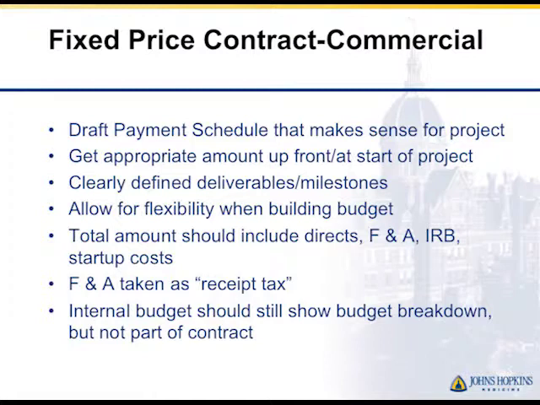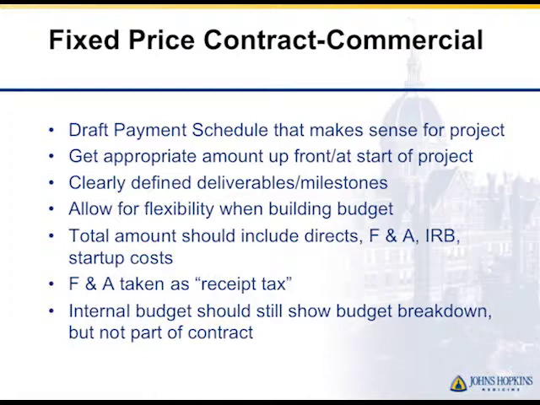So the total amount of the fixed price contract should include direct costs, F&A, IRB costs, startup costs. So the total amount of the fixed price should be inclusive of everything. The F&A would be taken as receipt tax, which is when F&A is taken off that account when those payments come in. It's taken on money that comes in the door. So we would take in direct cost on the payments as they come in the door, they're not a function of expenses or charges to the account.